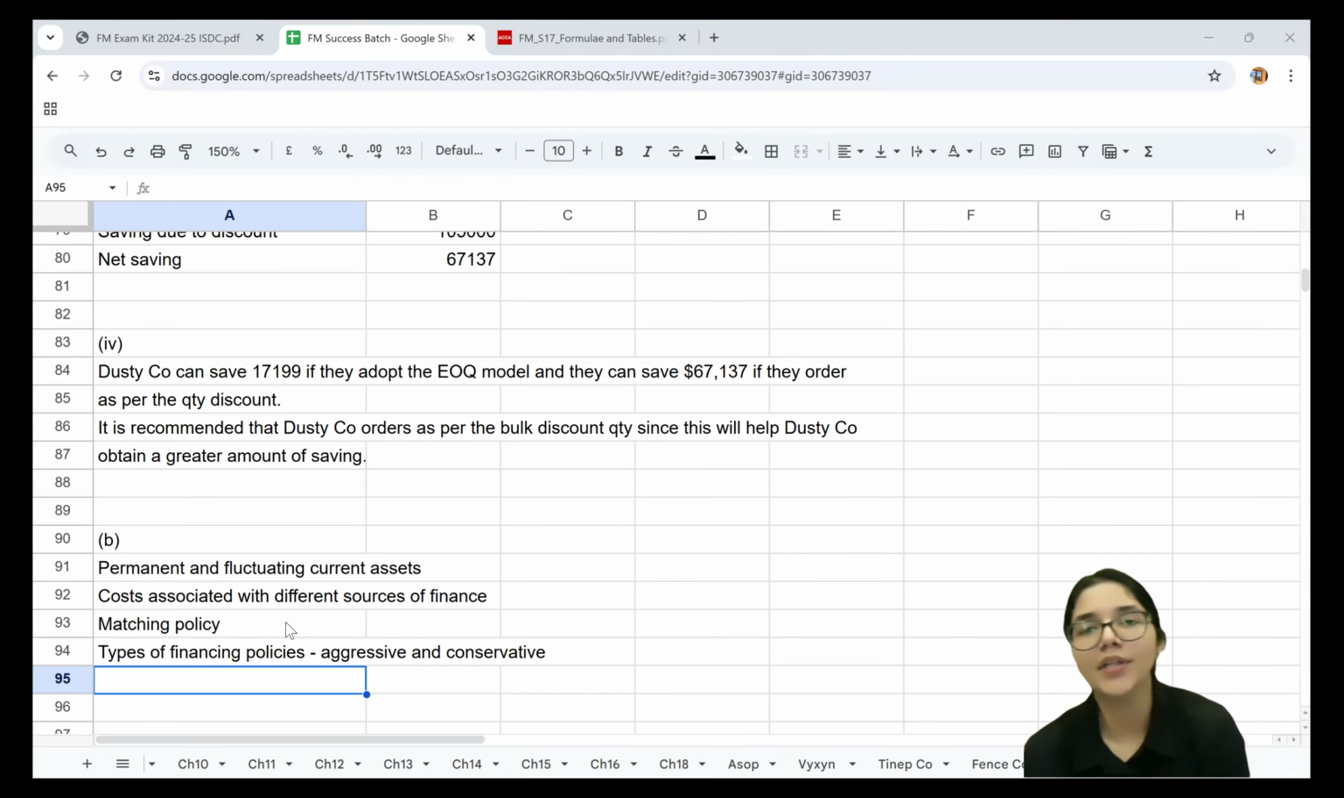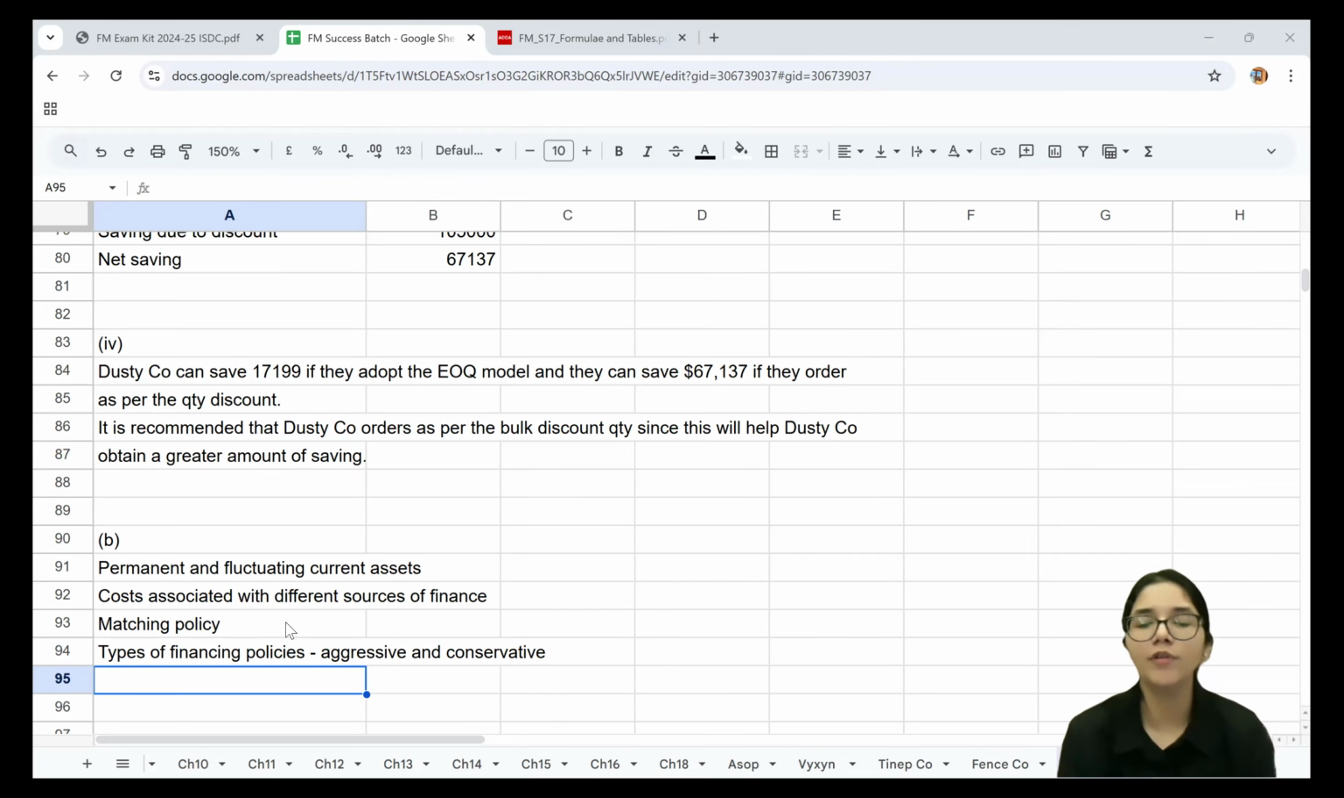Now, who will tell me about the conservative policy? What do we want to do in conservative policy? More risk or less risk? Less risk. So if I want to take lesser risk, will I be getting more return or lesser return? Lesser return, absolutely right. That means my cost will be more.